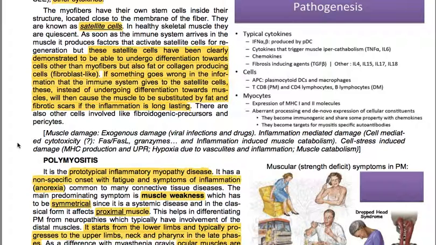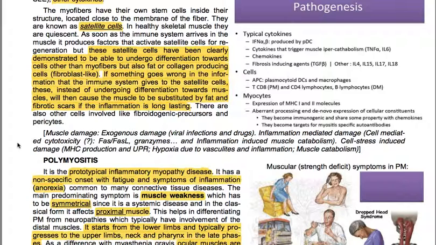If something goes wrong in the information that the immune system gives to the satellite cells, this, instead of undergoing differentiation towards muscle, will then cause the muscle to be substituted by fat and fibrotic scars if the inflammation is long-lasting. There are also other cells involved like fibroadipogenic precursors and pericytes.